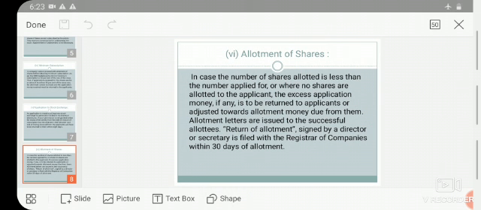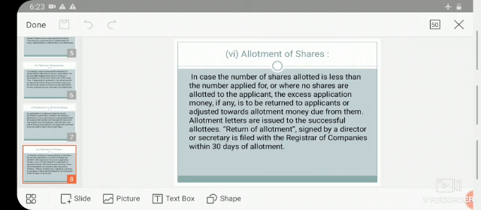The last one coming up is allotment of shares. In this case, where the number of shares allotted is less than the number applied for, or where no shares are allotted to the applicant, the excess application money, if any, is to be returned to applicants or adjusted towards allotment money due from them. That means allotment of shares means the company is allotting the number of shares to the applicants who have applied for the shares.